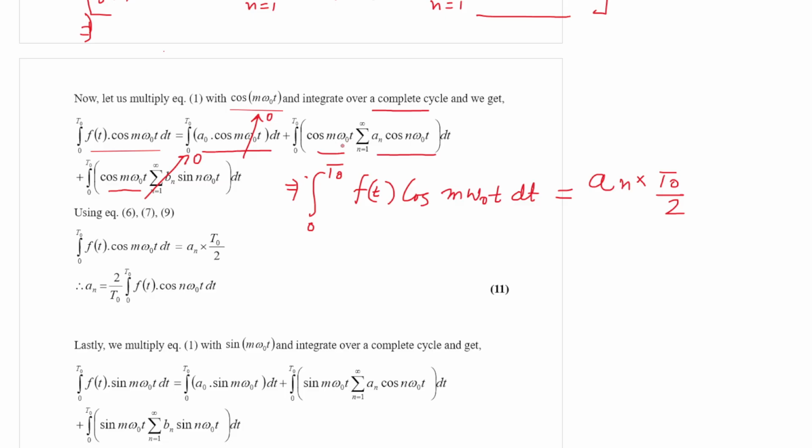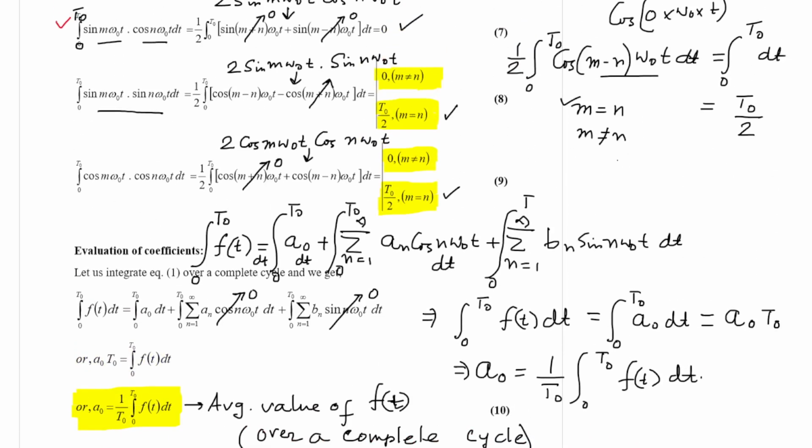Again I am repeating why this will actually be T naught, because this is only m. However, inside the summation we have n from 1 up to infinity. Now within that 1, 2, 3 up to infinity we have also m. So whenever this m and that m match, then this product will give you only T naught by 2, and all the remaining products will be 0 as per this result, right? You see this result.